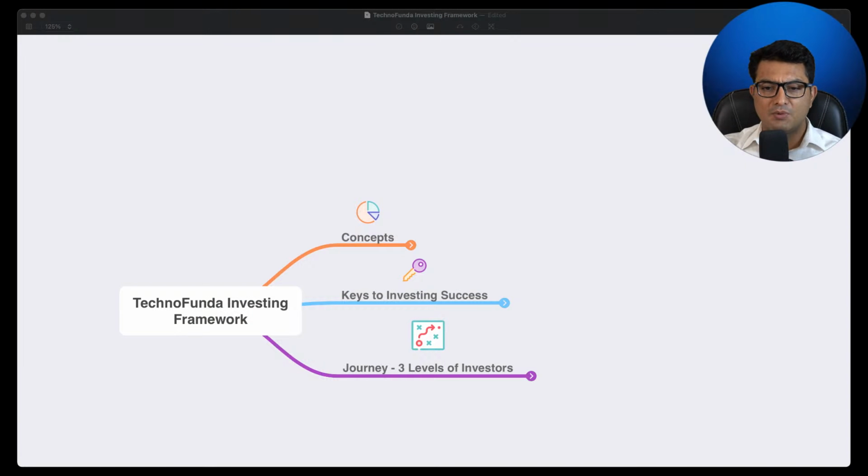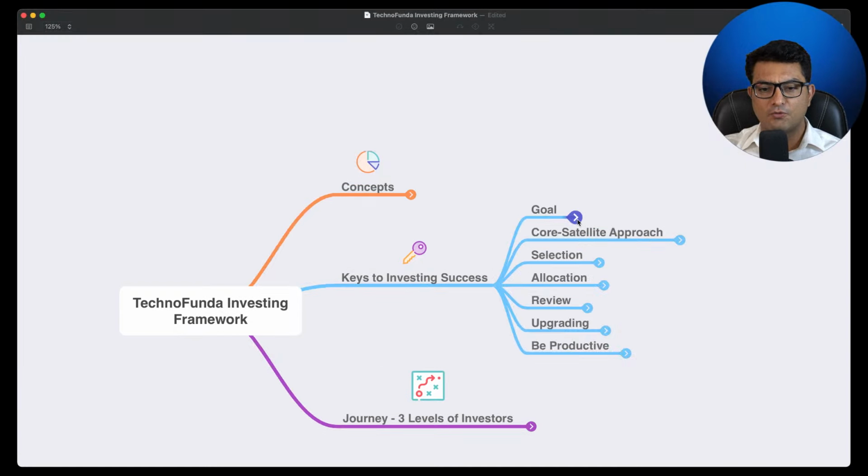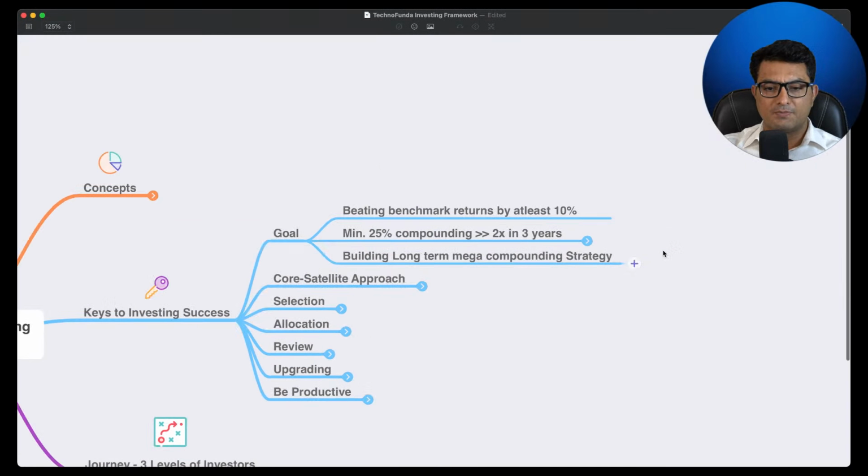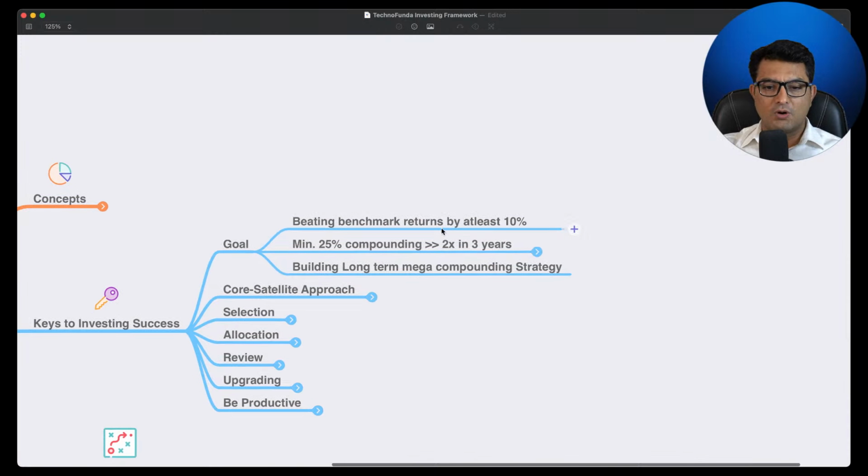Now, why should that be the focus? Why should that minimum 25% focus be there for all of us? I'll tell you. The aim is, if you are able to beat index return by 10%, what it translates to is you will double your capital every 3 years. Now this might look okay, it is decent, but what does it mean in the long term?